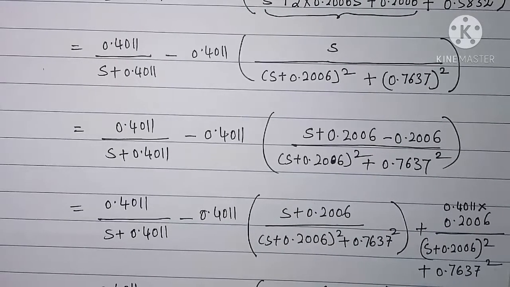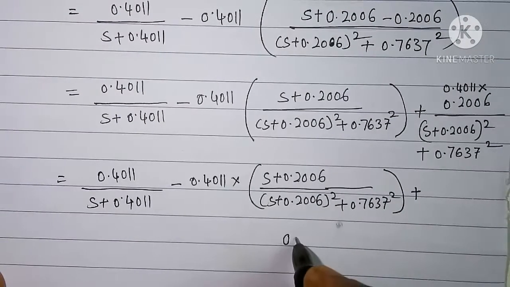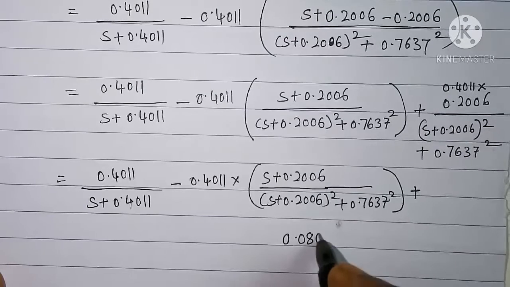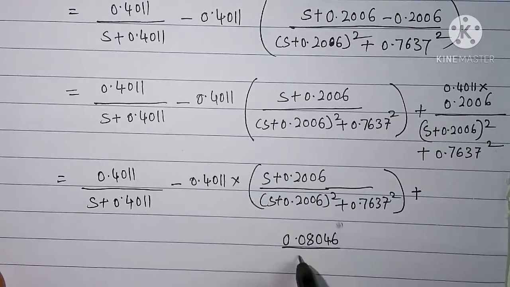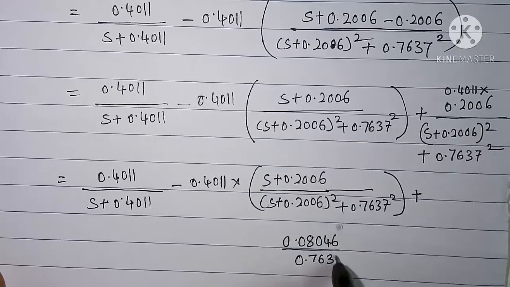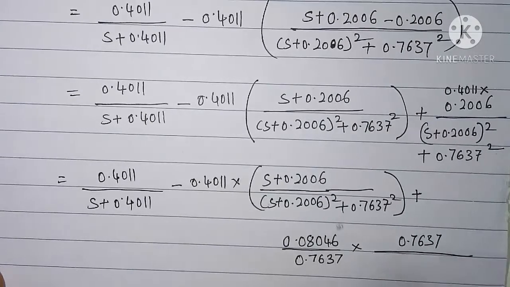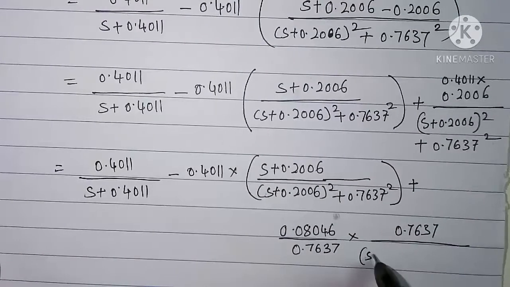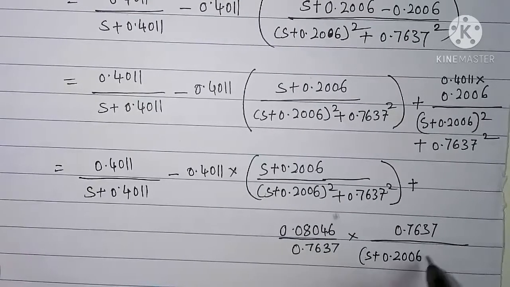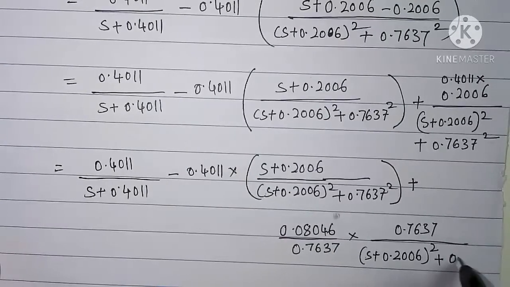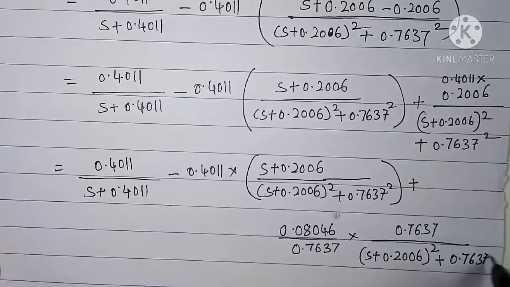Now further simplifying and multiplying and dividing the third term by 0.7637, we get 0.08046 divided by 0.7637 into 0.7637 divided by s plus 0.2006 whole square plus 0.7637 whole square.